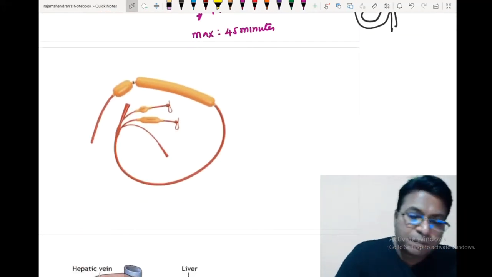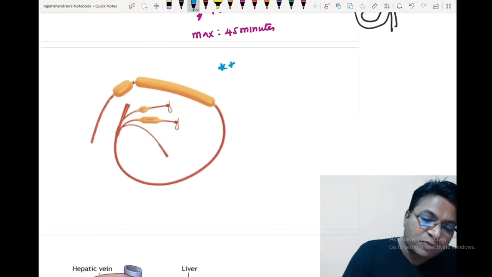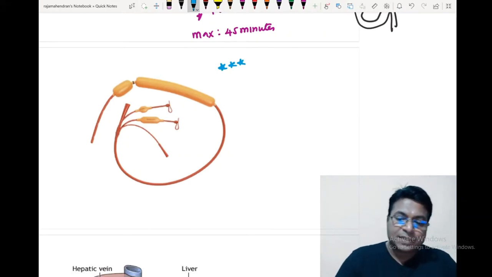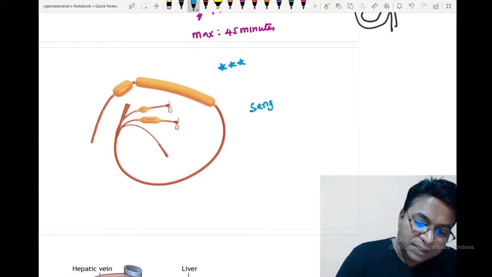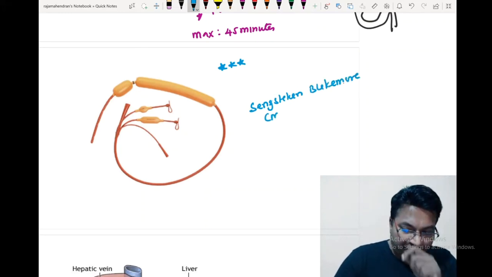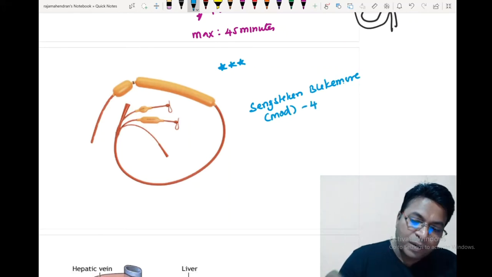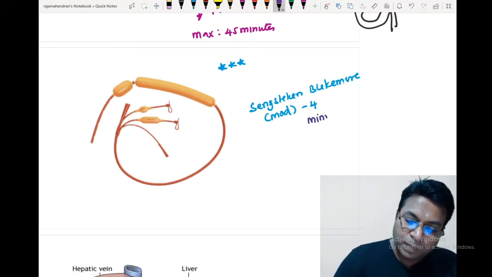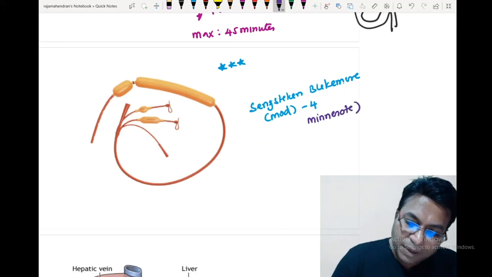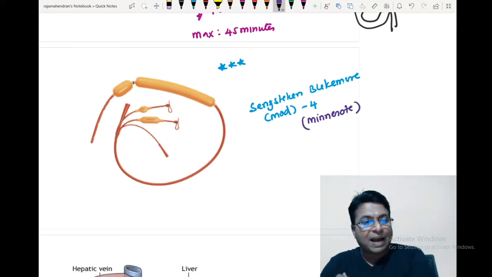So what is this picture showing you? This is a high yield image based question for FMG exam. This is Sengstaken Blakemore tube, which is modified. The modified tube has 4 lumens. The modified tube is also known as Minnesota tube, or modified Sengstaken Blakemore tube.